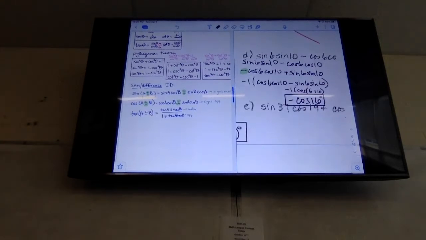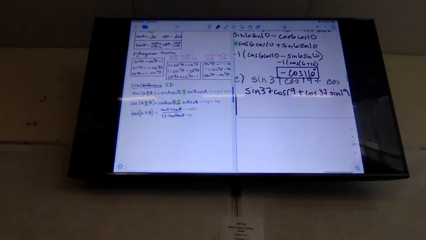All right, now I've got to rewrite this one just because you can't see it. So that's sine of 37, cosine of 19, plus cosine of 37, sine of 19. And which one does that look like? The first one, good. Whenever the sine and the cosine go together, and then the sine and the cosine go together, that is a sine.